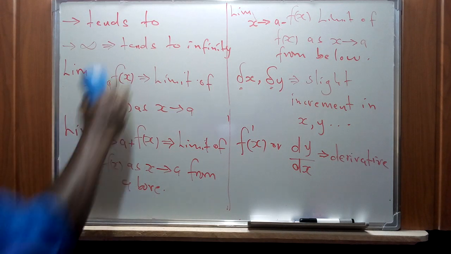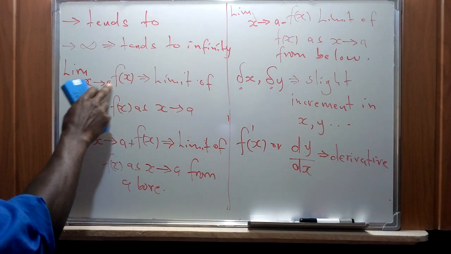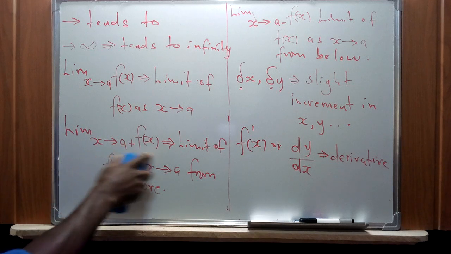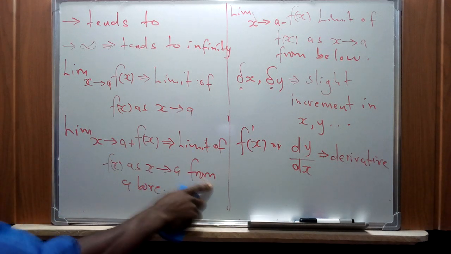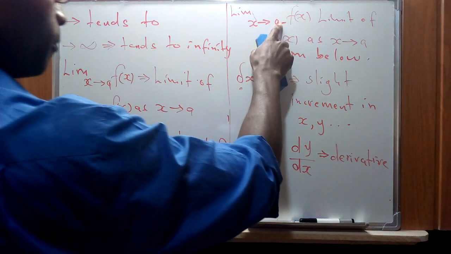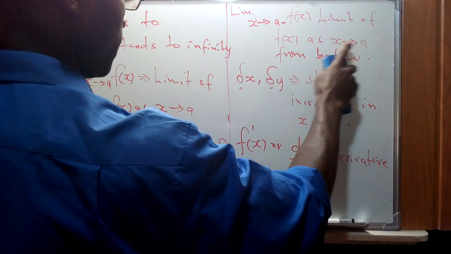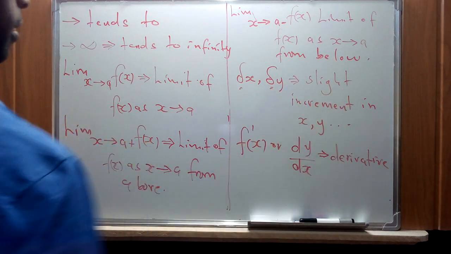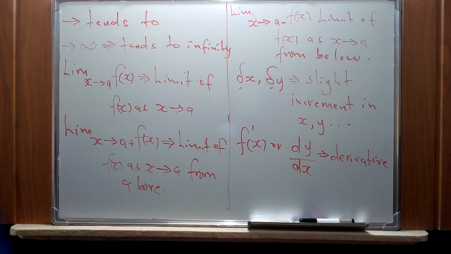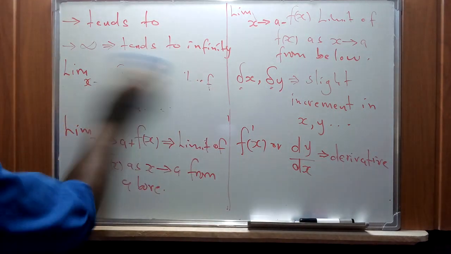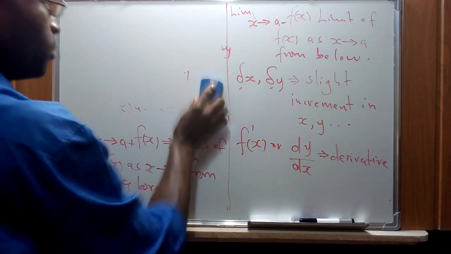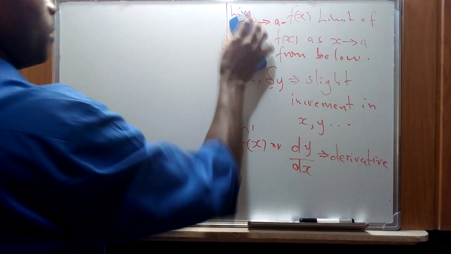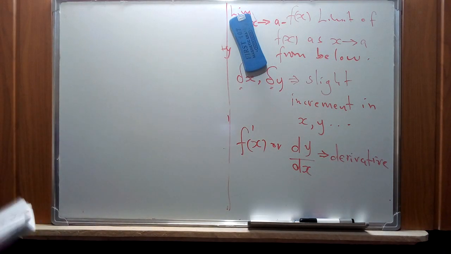And now that we have looked at the arrow symbol that tends to infinity, and the limit of a function f(x) as x tends to a from above for a positive sign, and for the negative sign as x tends to a from below, and then those small sigma signs indicate a slight increment in x and y, and then there's a derivative of a function. So I'm going to do away with this so that we can do the last bit of these signs or symbols.